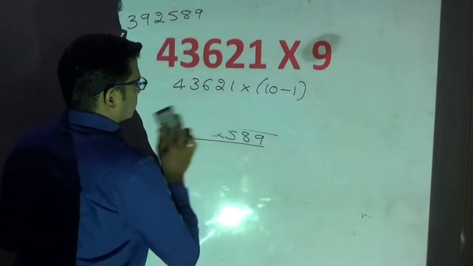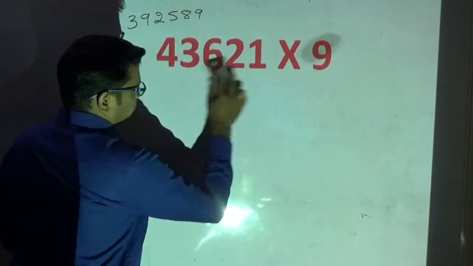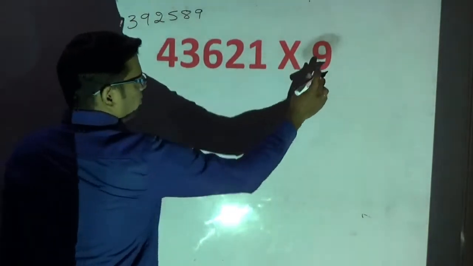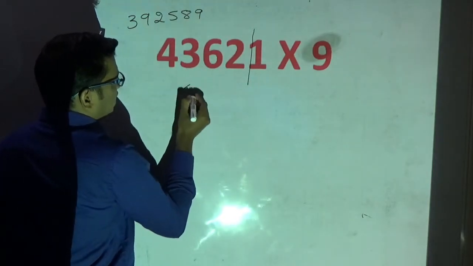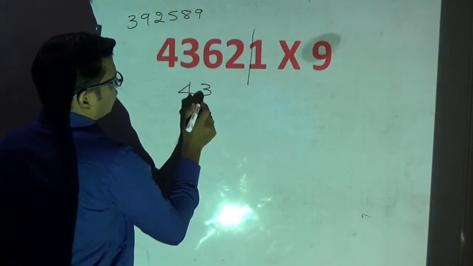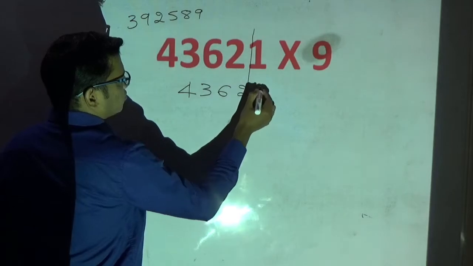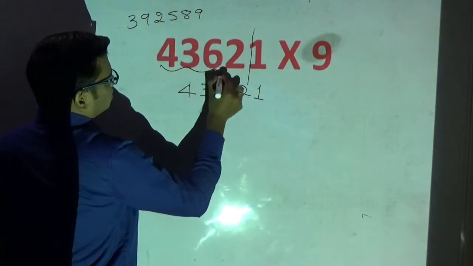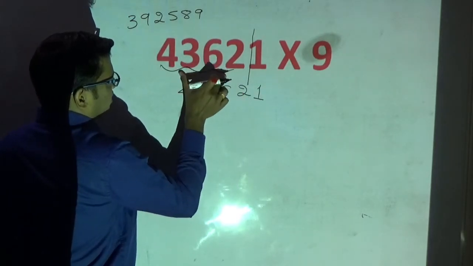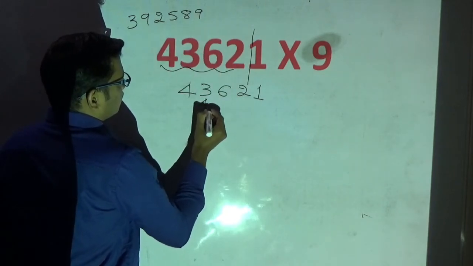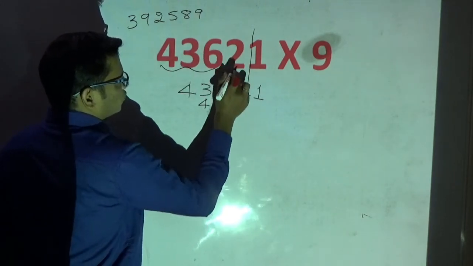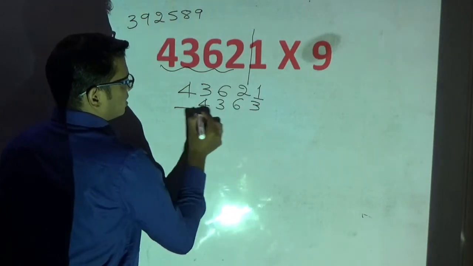Okay, please observe. How many nines are there? Only one 9. Therefore, I will split one digit from your right side. First, you write all the digits as it is: 43621. Now, for your left hand side, whatever the digits are there, you have to increase by 1. So 4362 will become 4363. Now you subtract.